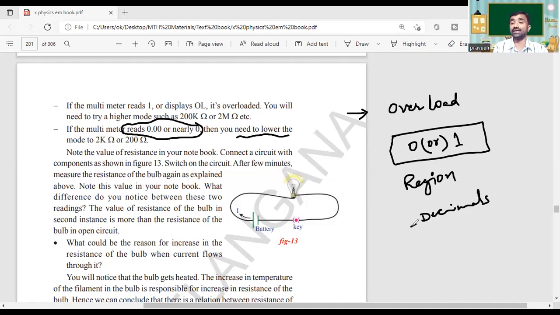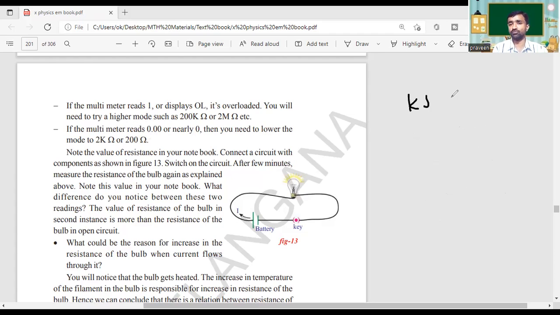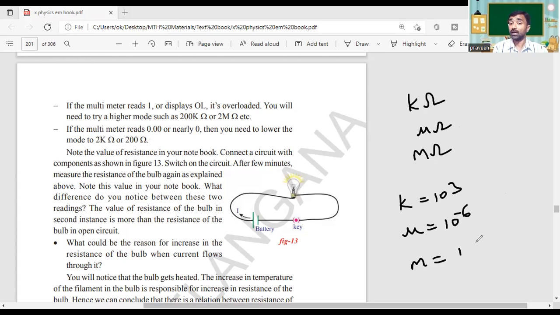The reading units can also be in kilo, milli, or micro. The ohms will be given in kilo ohms, micro ohms, or mega ohms, right? Kilo is 10 power 3, micro is 10 power minus 6, mega is 10 power 6. Like this you will get the readings.